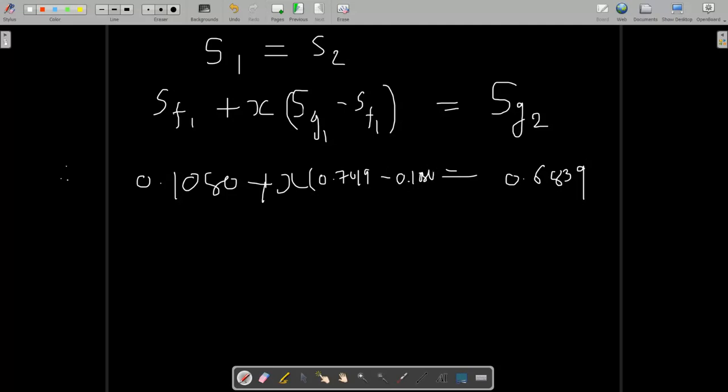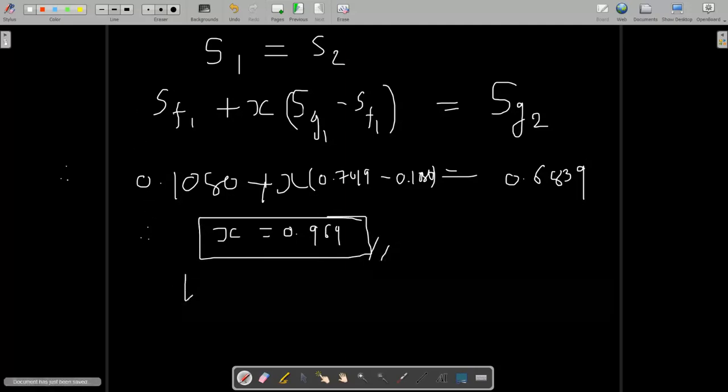As you can see, this is the entropy of saturated liquid at minus 10 degrees Celsius. And when you solve this in your calculator, you will find the dryness fraction as 0.969. Now we can find the enthalpy easily.